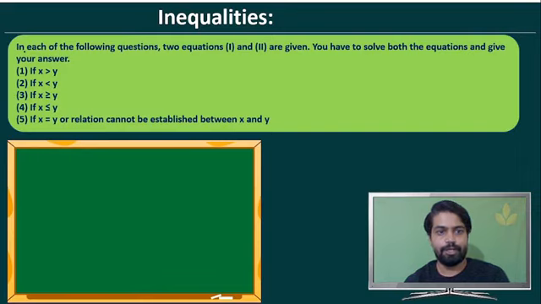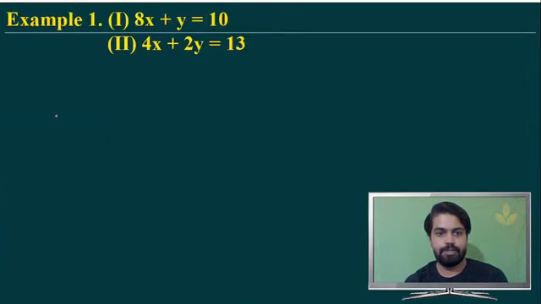In each of the following questions, two equations 1 and 2 are given. You have to solve both the equations and give your answer. If x is greater than y, answer is 1. If x is less than y, that means we are going to solve for x and y, okay, if x is less than y, we go for option 2. If x is greater than or equal to y, then option 3. If x is less than or equal to y, option 4. If x is equal to y or there is no relationship we can establish, then also we go for option 5. Let's see what it is with an example.